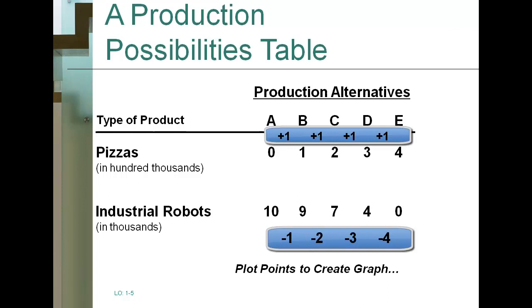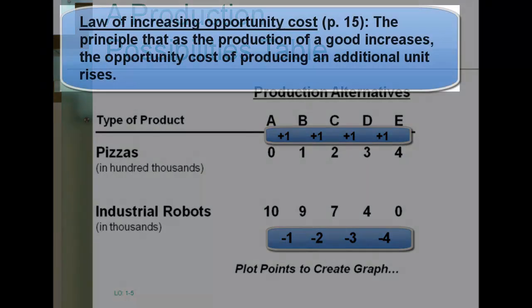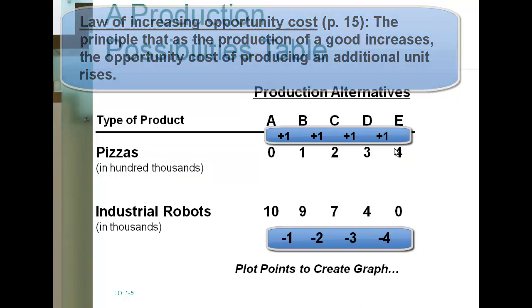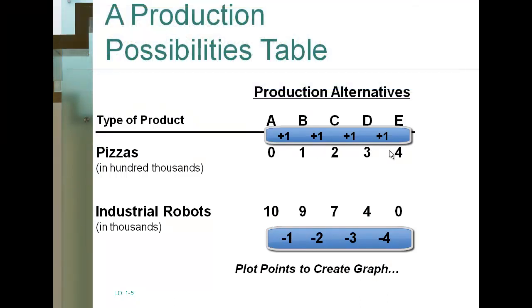All of this leads us to a concept called the law of increasing opportunity cost. And this is a very important law because it tells us that, by definition on page 15, as the production of a good increases, the opportunity cost of producing an additional unit rises. So as you go from A all the way to E, it's relatively more costly in terms of robots.